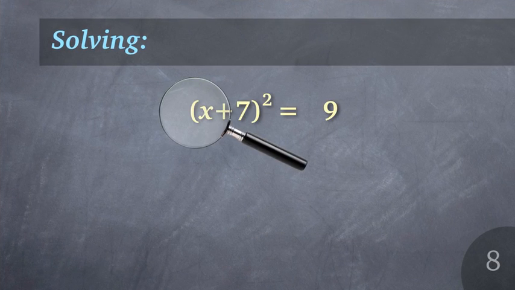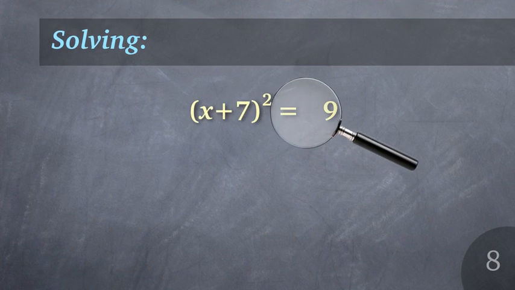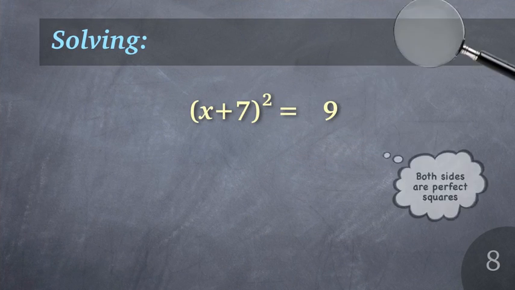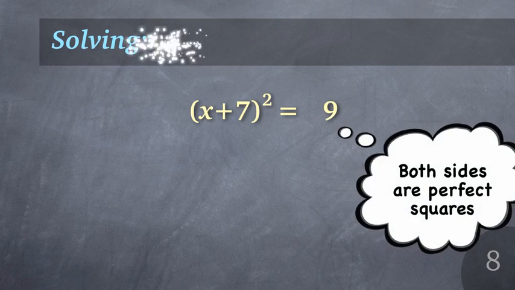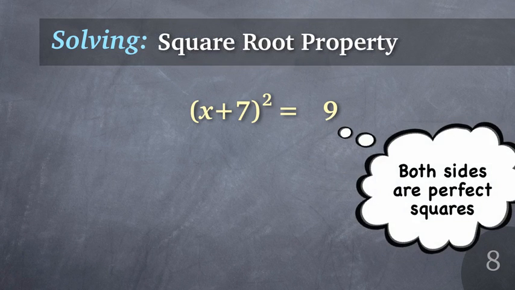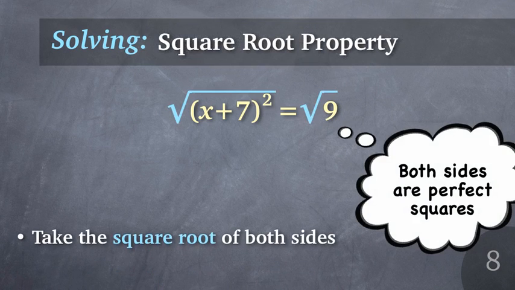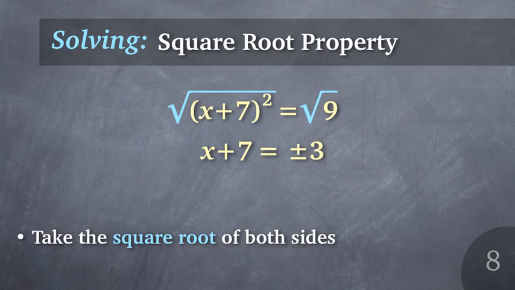All right, this one's a little strange looking. Let's take a closer look. What do we see? Ooh, both sides are perfect squares. That's nice. So we're just going to use the square root property on this one. Okay, we're just going to take the square root of both sides. So we end up with this.